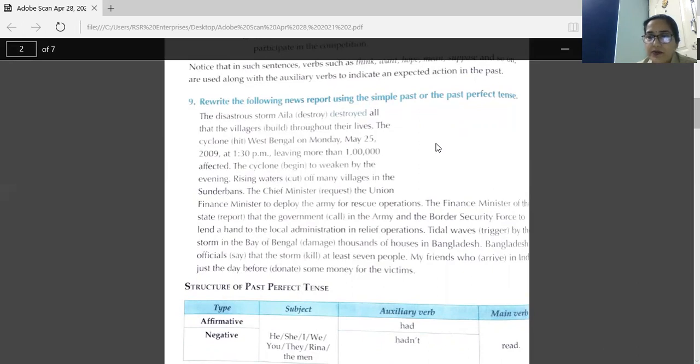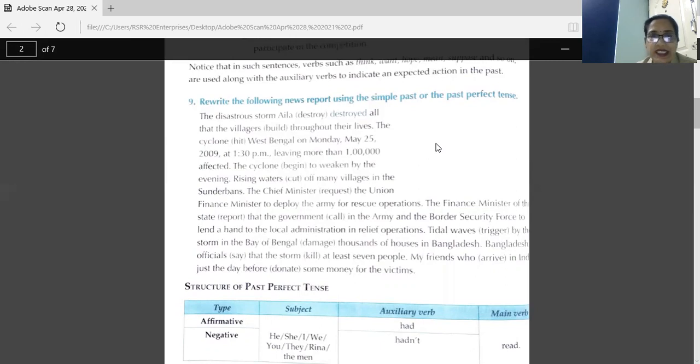The cyclone, word is begin. Your answer is, according to the sentence, the cyclone began to weaken by the evening. Rising waters cut off. Cut will remain cut in simple past. Three forms of cut is cut, cut, and cut only. Cut off many villages in the Sundarbans.